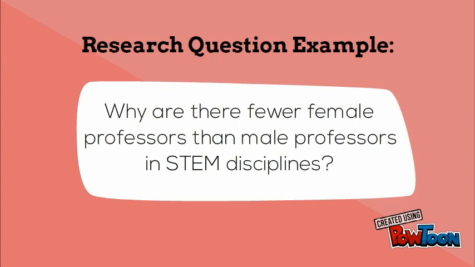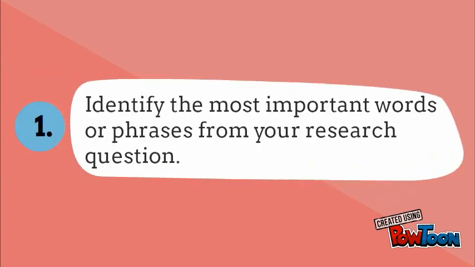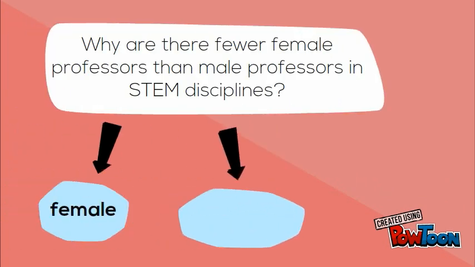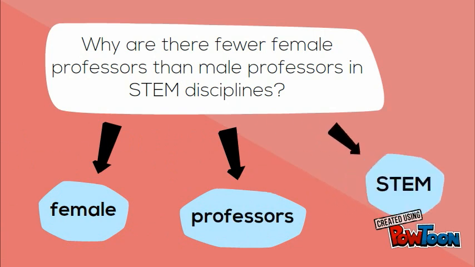Our example research question for this video is, why are there fewer female professors than male professors in STEM disciplines? The first step in developing keywords is to identify the most important words or phrases from your topic or research question. One thing to keep in mind is that words like impact, effect, and cause are used so commonly by researchers that they are sometimes not useful as keywords. The most important words from our research question might be female, professors, and STEM.